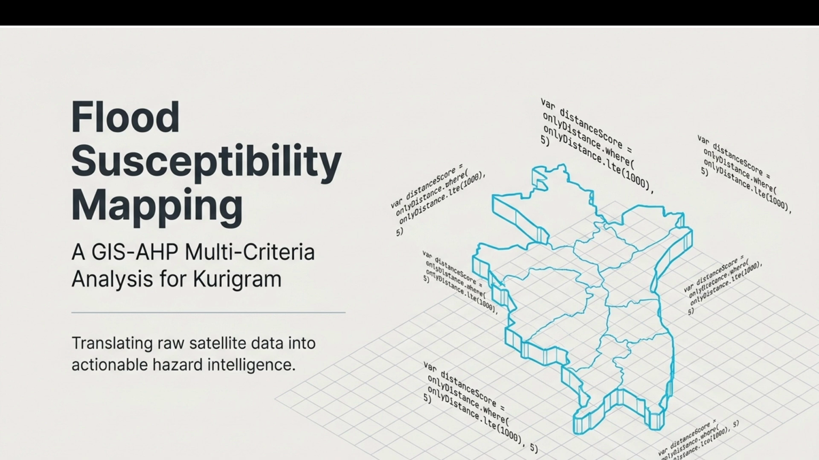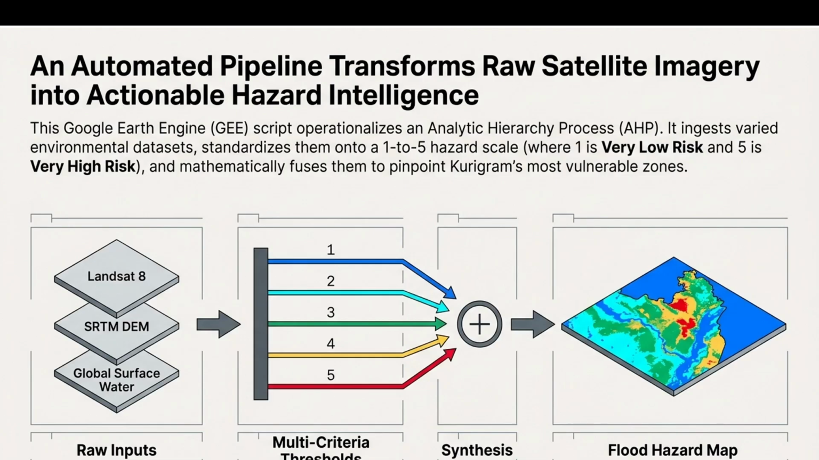Criteria analysis for our study area. So translating the raw satellite data into actionable hazard intelligence is what we try to discuss here. In this case, it is an automated pipeline that transforms raw satellite imagery into actionable hazard intelligence. So in Google Earth Engine, we just create the script.